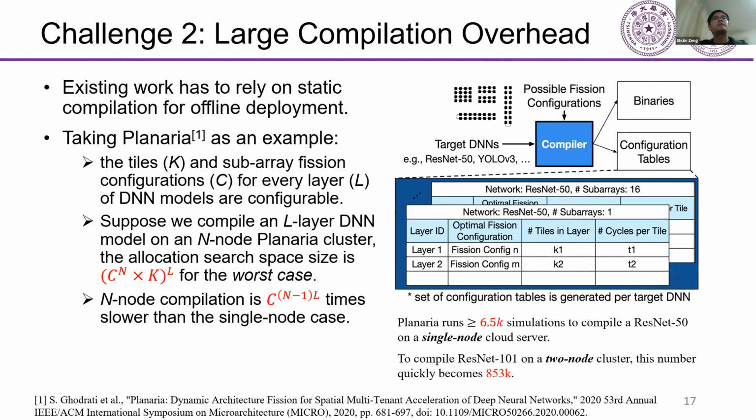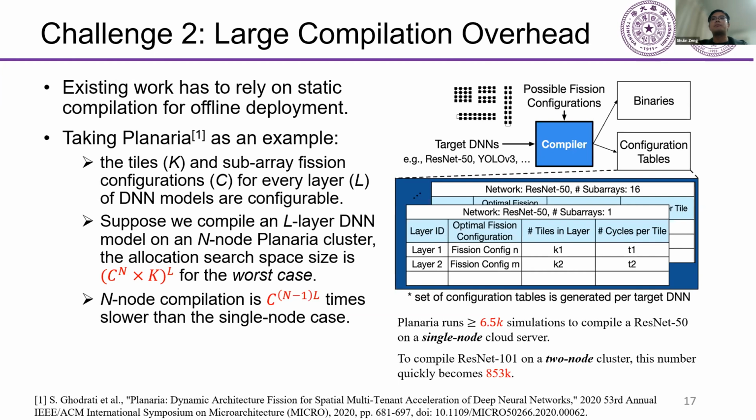Here are some detailed explanations about why the search space can be so large when scaling out to the multi-node system. Let's still take Planaria as an example. We can see from the right side that the compiler would generate a set of configuration tables for each DNN model. Inside each configuration table, the tile and subarray partition configurations for every layer of DNN models are all configurable. This makes the search space grow exponentially when supporting multi-node compilation.